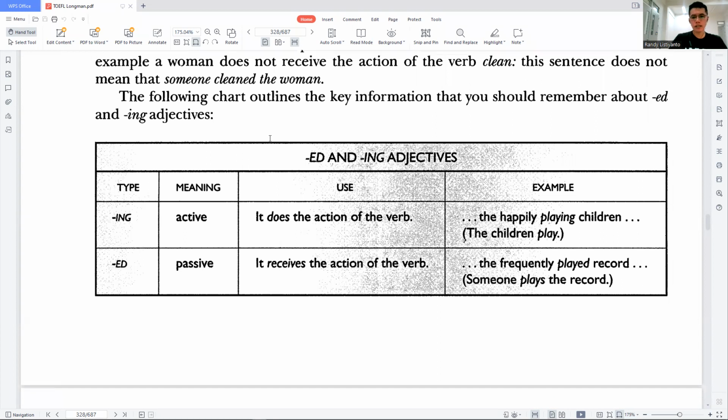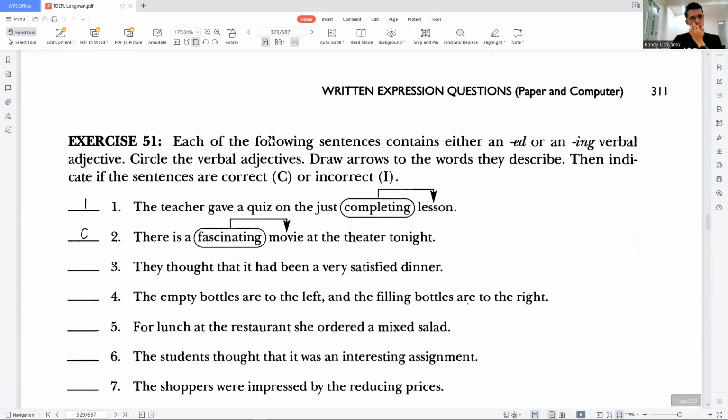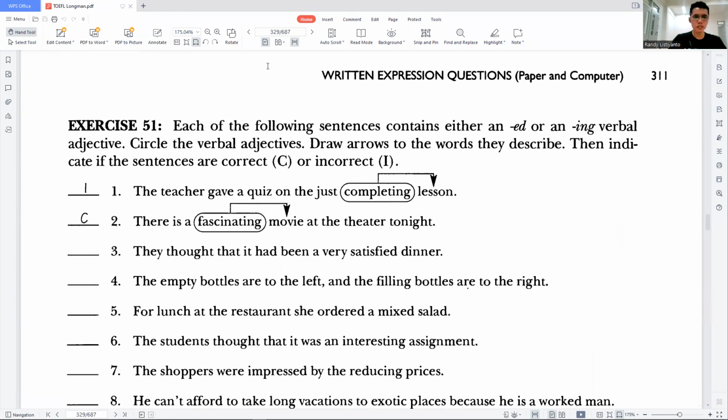Okay, well, I think that's it. Let's discuss one example. Sentence number one. The teacher gave a quiz on the just completing lesson. Completing lesson? Lesson is a noun, right? Yes, of course. Lesson is like a thing. It's a non-living thing. Can non-living things do something? No, it should be passive, right? So it should be completed lesson. It has to be passive.